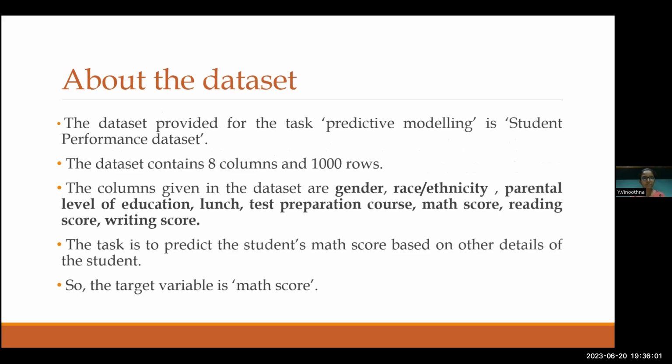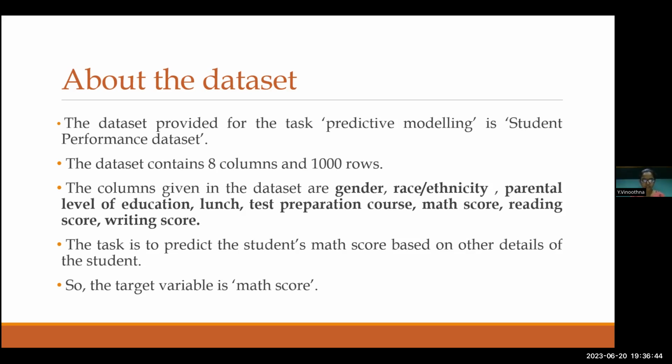The dataset provided for this task is the student performance dataset. That means the details about a student are given in the dataset, from which I have to analyze the student's performance. The student's performance is measured with the help of the math score, so the math score should be predicted. In the dataset we have 8 columns and 1000 rows. The 8 columns are gender, race, parental level of education, lunch, test preparation course, math score, reading score, and writing score. The math score should be predicted using all the other features.